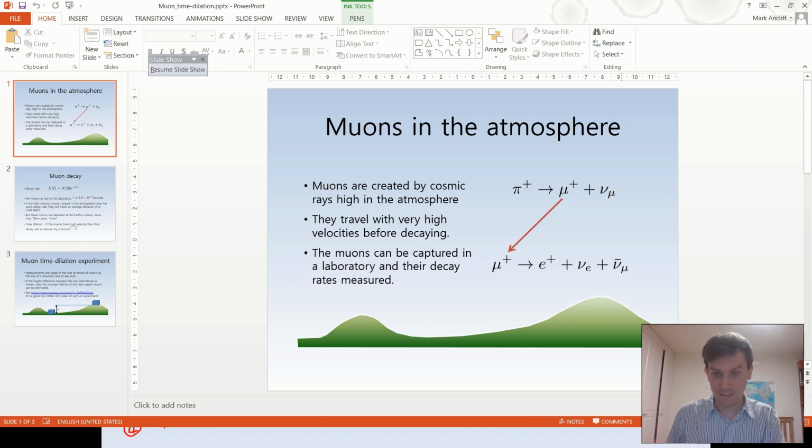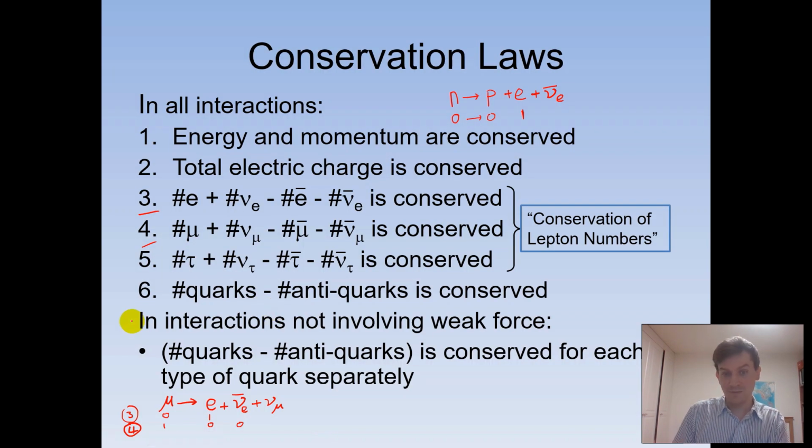And if we look here, so that equation is pion turns into an anti-muon and a mu neutrino. Then you can see on the right hand side of this equation we only have leptons, so we have no quarks. But on the left hand side of the equation we have a pion which is made up of quarks, and in particular this pion is made up of one up quark and one anti-down quark.